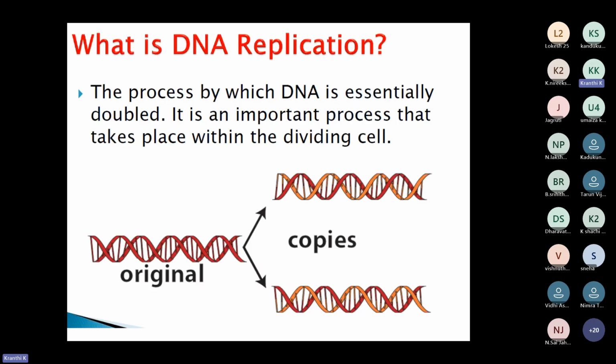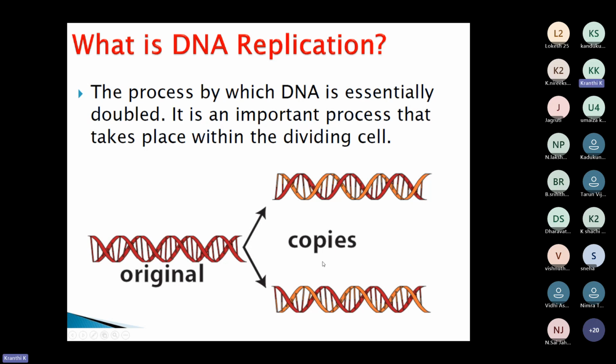First, let us see what DNA replication is: the process by which DNA is essentially doubled. It is an important process that takes place within dividing cells. So the original is converted to two, and these are the copies. This is a double strand. It unwinds, then it creates a new strand on one older strand, and again on the other older strand it creates a new strand. From these two originals, two copies were formed. But in each of these two copies, one is the old strand, and the new complementary strand got created.